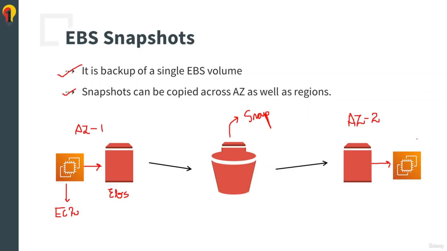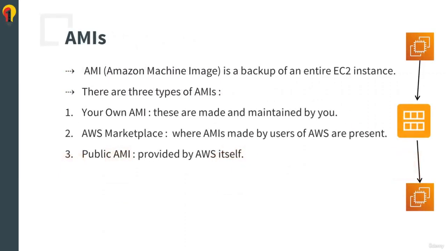AMI. Amazon Machine Image is a backup of an entire EC2 instance. There are three types of AMIs. Your own AMI, these are made and maintained by you yourself. AWS Marketplace, where AMIs made by users of AWS are present, and public AMIs provided by AWS itself.